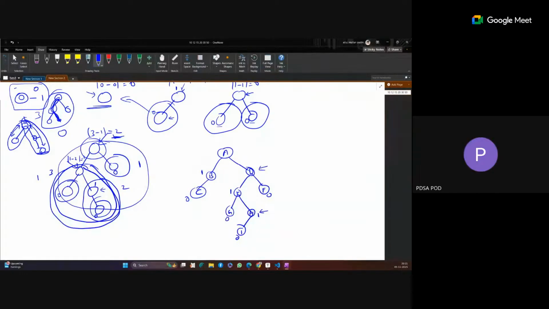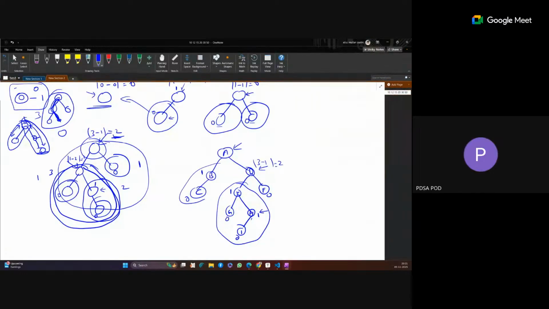Balance factor for D, 2, yes. Here this is the left subtree, so 3 height: 1, 2, 3. This is the longest path, and this side 1. So 3 minus 1, 2. Balance factor for A, 2, yes.